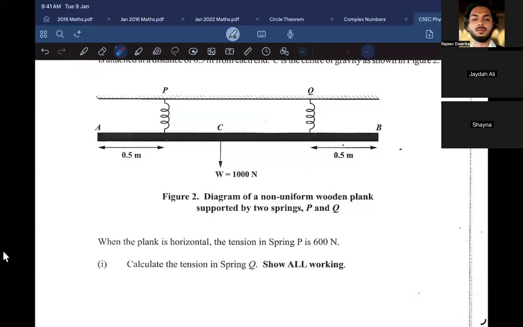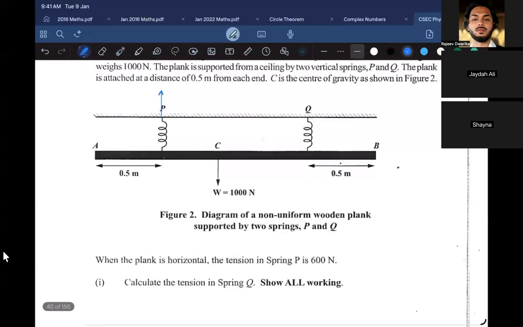This one isn't so bad. So Jada, tension, upward or downward force? Upward. Yeah, tension is our upward force, right? Because it holds up something. So at P, I'm going to draw an upwards force, and I'm going to call that 600 newtons. Are you confused or are you understanding? I understand so far. Right.